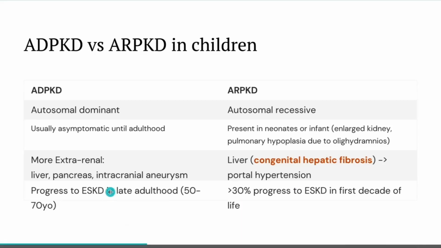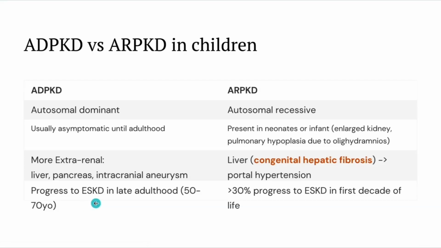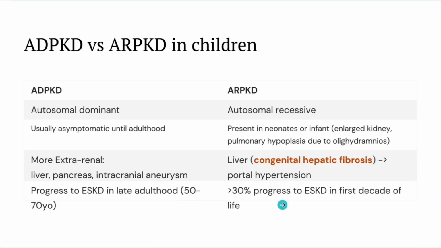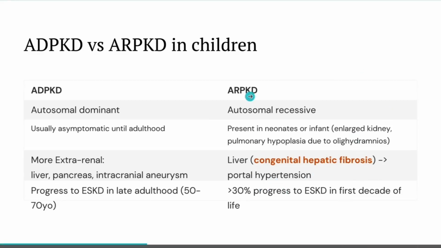So for ADPKD, they can progress to end-stage kidney disease in late adulthood, like 50 to 70 years old. However, ARPKD is more severe. More than 30% progress to end-stage kidney disease in the first decade of life. So some children can need dialysis in childhood because of ARPKD. So generally, ARPKD is a more severe condition.